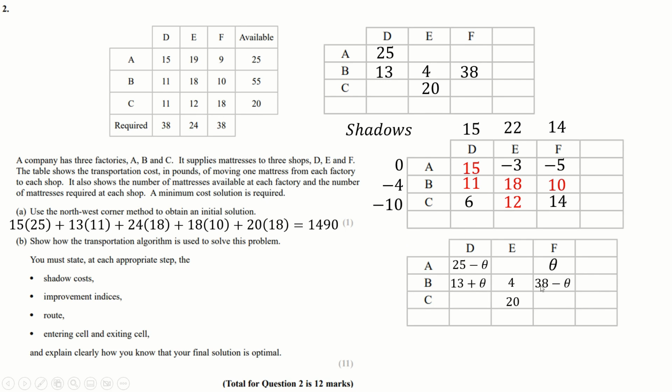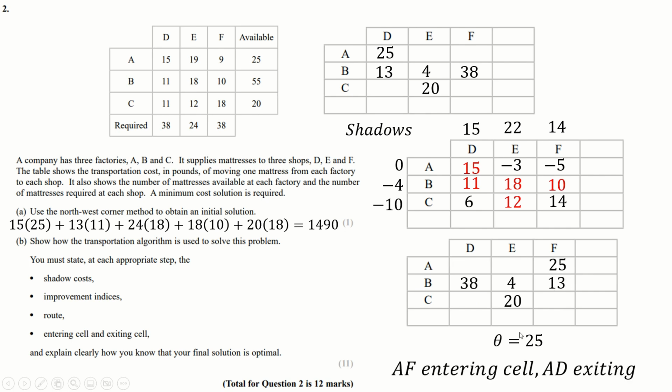So the biggest we can make theta is 25, I believe. So we'll make theta 25, and that'll give us this solution, just changing those for 25s. The exiting cell was AD, and the entering cell was AF, so just jot that down. And then, is this optimal?